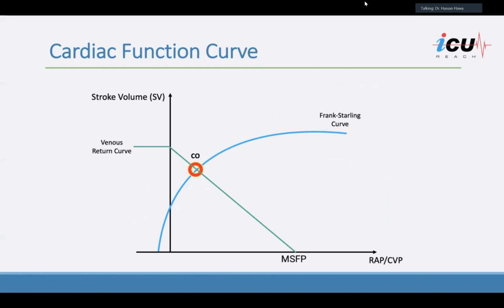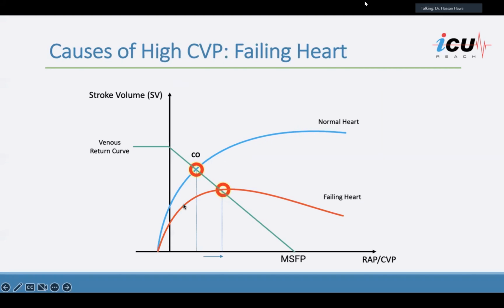We did talk about superimposing the venous return curve on the Frank-Starling curve, and we can see that in spontaneously breathing patients, i.e. negative pressure ventilation, the Frank-Starling curve will start from the negative pressure side. The intersection point between the venous return and the ventricular contractility will give you the cardiac output. So what happens in the failing heart? You will have higher right atrial pressure or CVP, but at the same time you will have lower stroke volume, hence lower cardiac output.